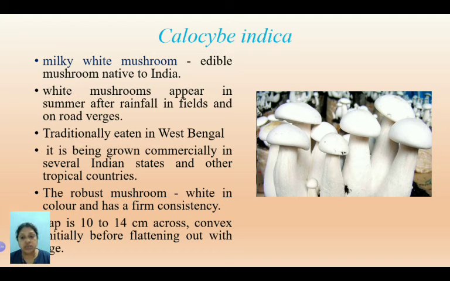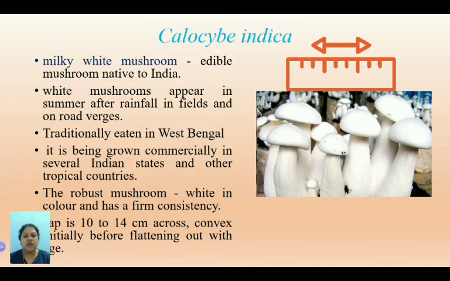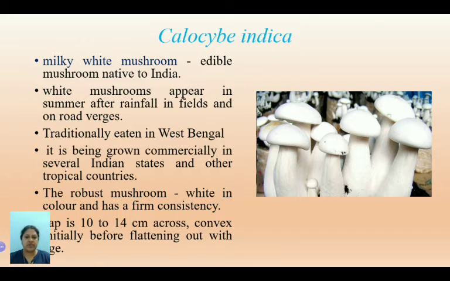When compared to all other mushrooms, the Calocybe indica or the milky white mushroom is generally larger in size, and it has a firm consistency. Looking at the cap, it is actually 10 to 14 centimeters, so you can imagine the size of a small scale. It's an average of 15 centimeters. The cap itself is 10 to 14 centimeters, and it has a convex shape. Initially it is convex, and later on it becomes flattened. The name indica is because it's native to India. That is why it's called Calocybe indica.